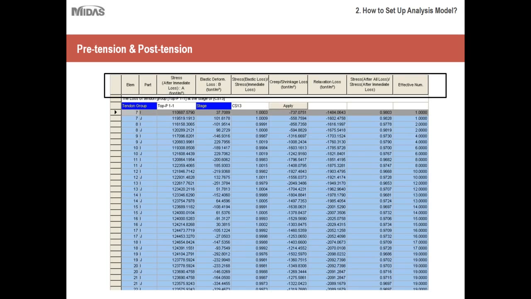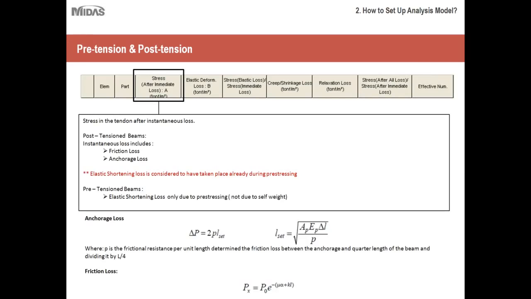As you can see, this is a table where you have different column heads, and under these columns you can see some values for one of the tendons at a given construction stage. So let me quickly explain to you what these losses are that you need to consider. To start with, we have to consider the stresses after immediate losses. By immediate losses, we mean the instantaneous losses that occur. Depending upon whether you are applying pre-tension or post-tension, there will be different types of losses.